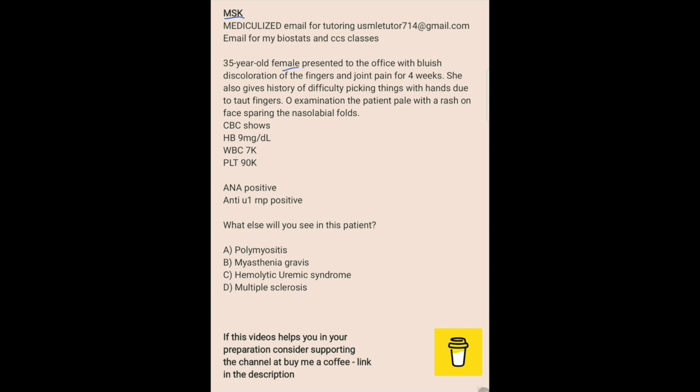So we had a 35-year-old female presented to the office with bluish discoloration of the fingers and joint pain for 4 weeks. She also gives history of difficulty picking things with hands due to taut fingers.